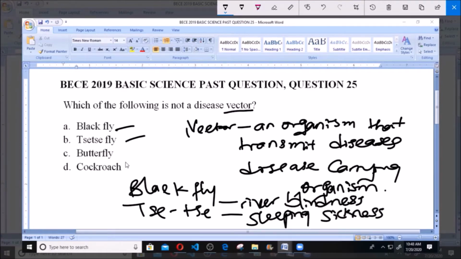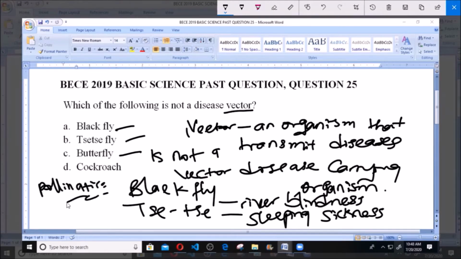Now butterfly on the other hand is not a vector. Butterfly is just a pollinating agent. That's what butterfly is. Butterfly is a pollinating agent, so it's not a vector.